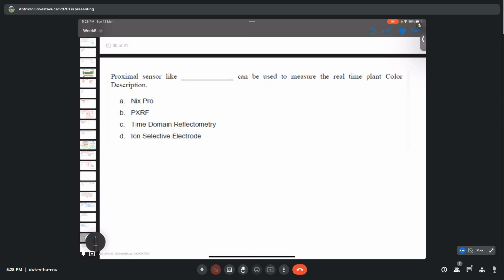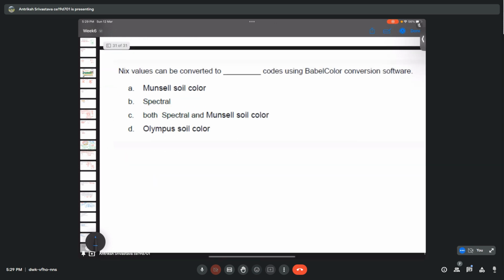Okay. Now, proximal sensors like dash can be used to measure real-time plant color description. Again, we just talked about that the NIX Pro sensor is predominantly used for sensing colors. So in this case, the proximal sensor, that is NIX Pro, yes, Abhishek is correct, can be used to measure the real-time plant color description. Okay. Now the last question for today's session is: NIX value can be converted to dash codes using Babel color conversion software. Now what do you think?